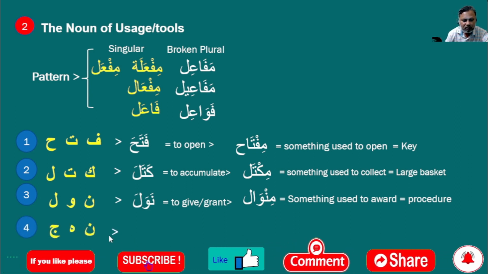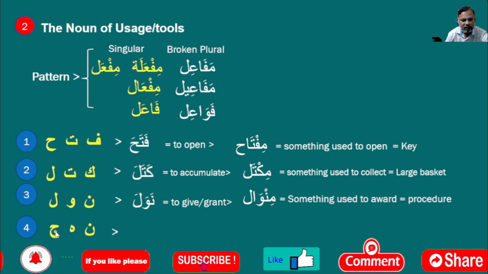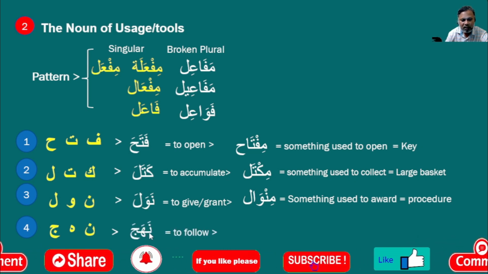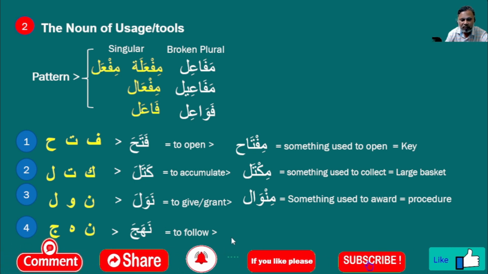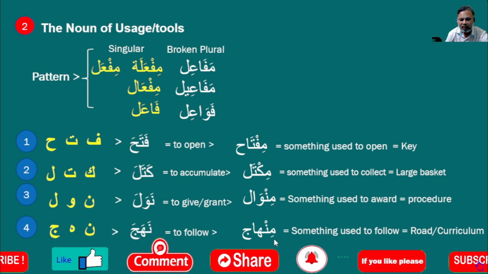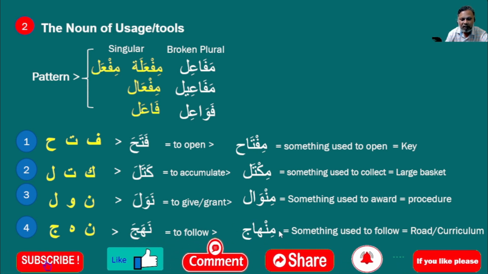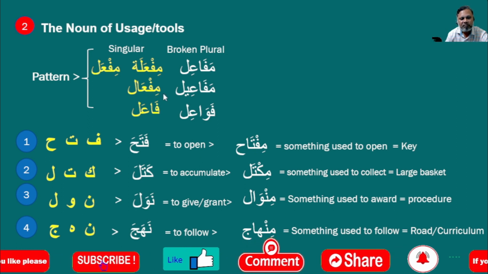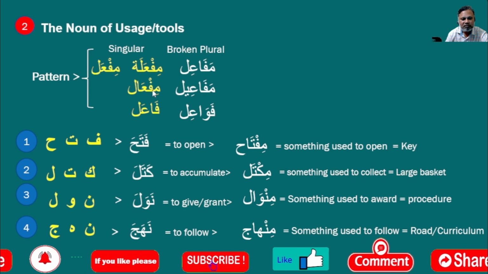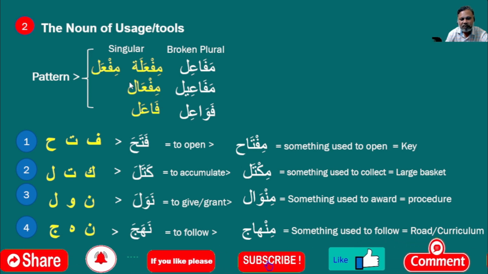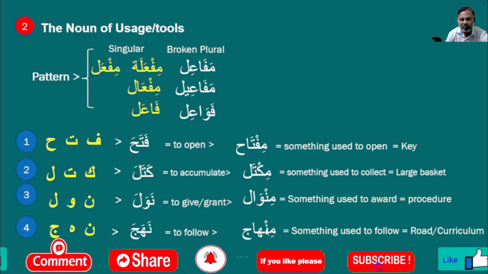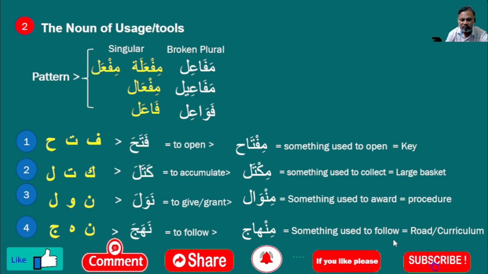So one more example: nun, ha, and jim. We can have nahaja. Nahaja means to follow, and the noun is minhajun. Minhajun is following this pattern. Which pattern? This pattern: mifalun. Minhajun means something used to follow.